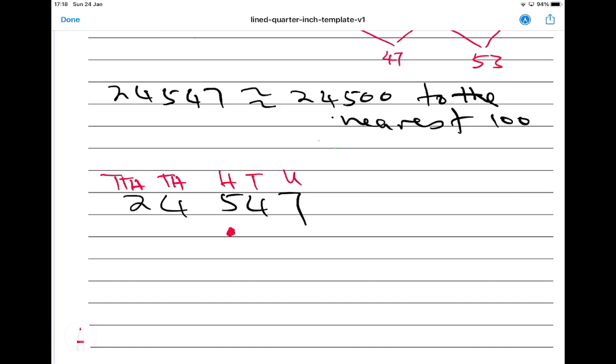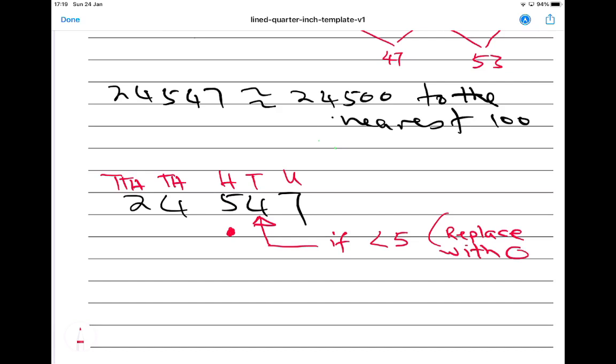If the digit, and this is the digit I'm referring to here, if that digit is smaller than 5, all you do is replace with 0.